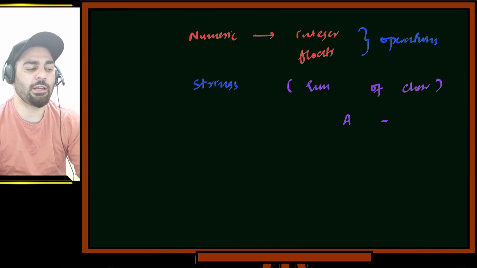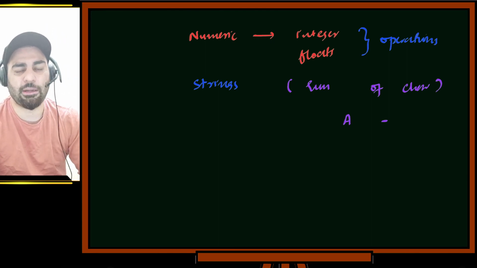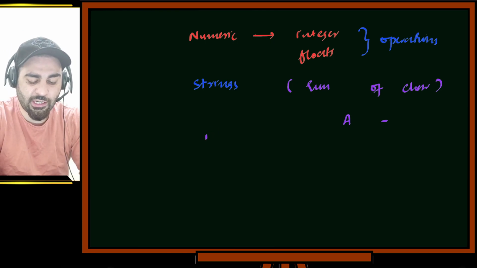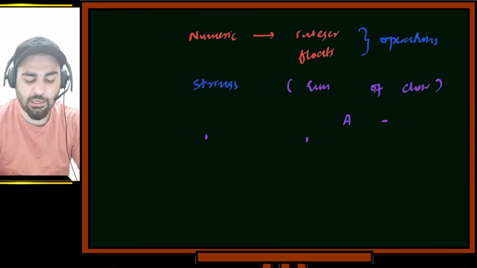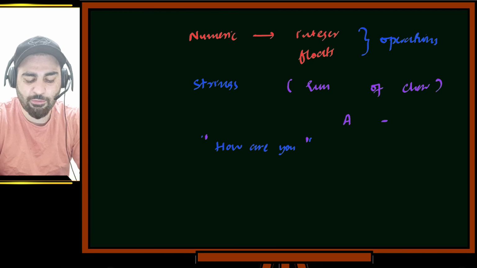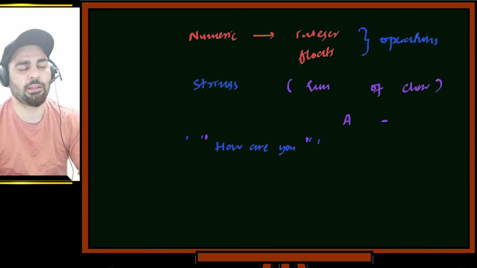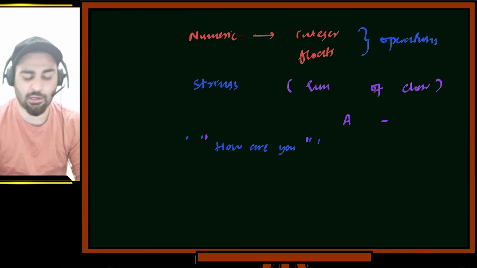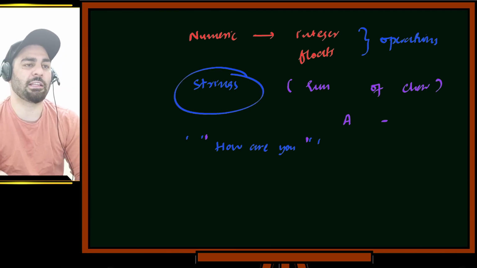So in Python, you can define these strings in multiple ways. You can define the string in single quotes. Let's suppose we can say 'how are you' in single quotes, or you can also put double quotes, or maybe triple quotes also. This is allowed in Python. So you can have these strings defined like this.